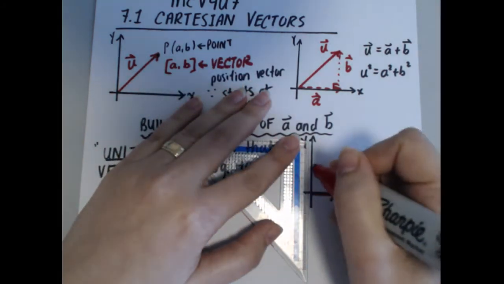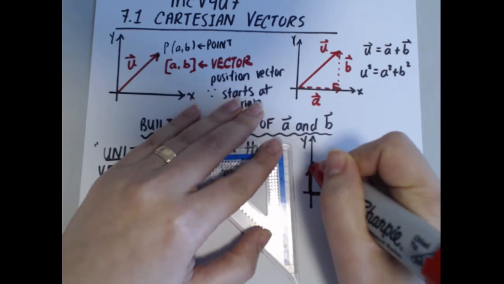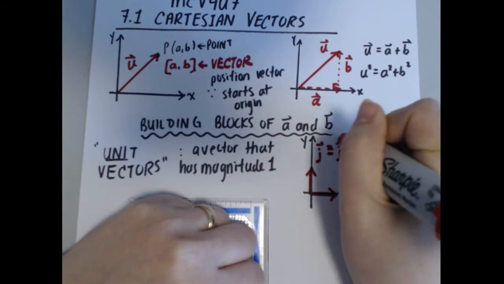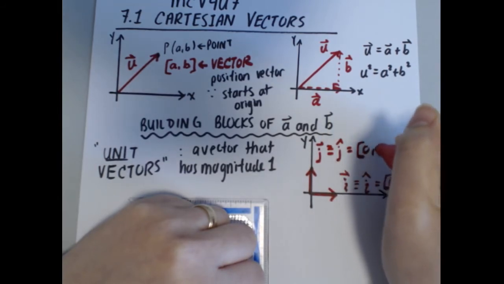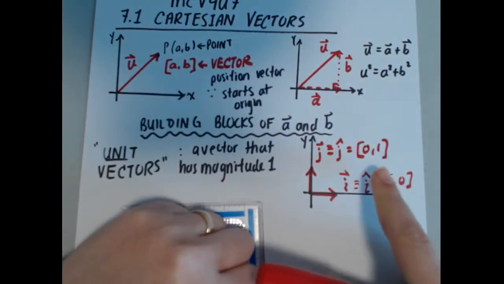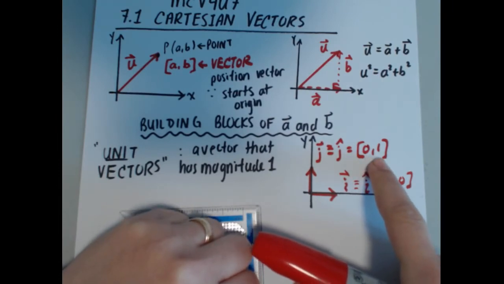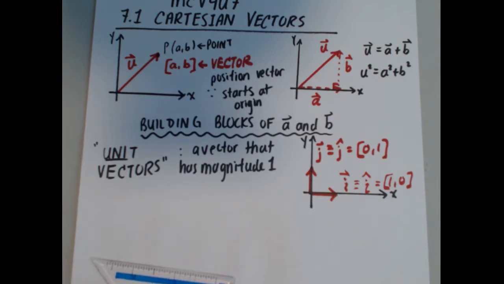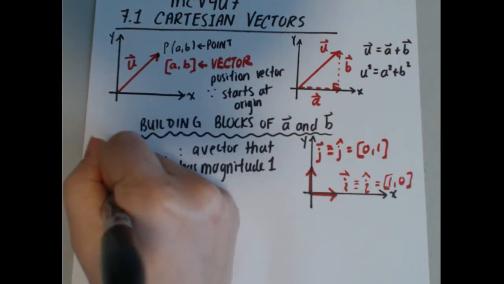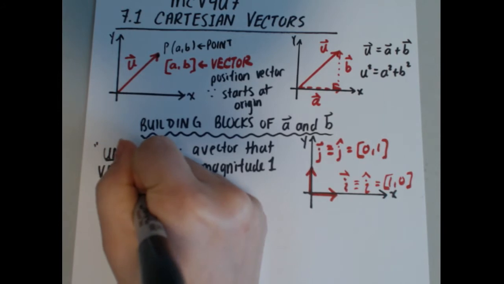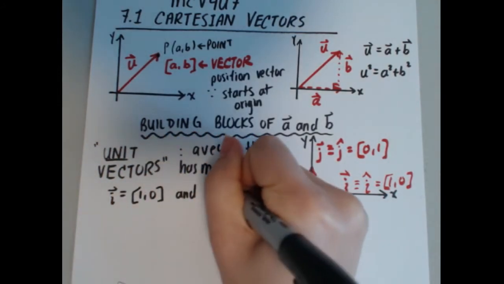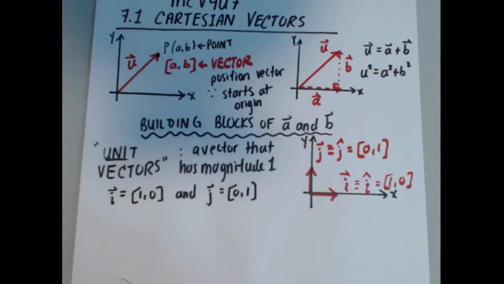Now, a unit vector in the y direction will look like this, and it's called j, or j hat. And it has components (0, 1). So it has a length of 0 in the x direction and a length of 1 in the y direction. For our intents and purposes, I'm just going to call this I, (1, 0), and j, (0, 1). So these are the unit vectors in two-dimensional space.